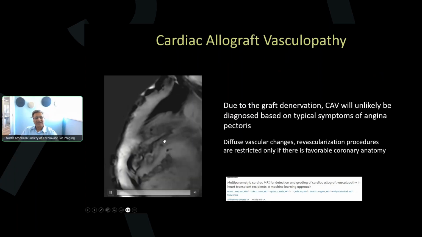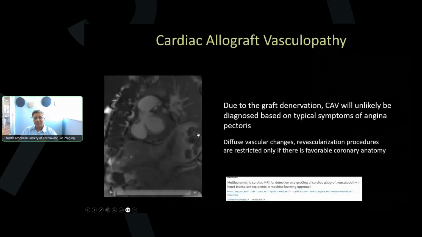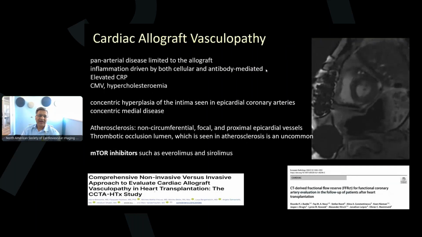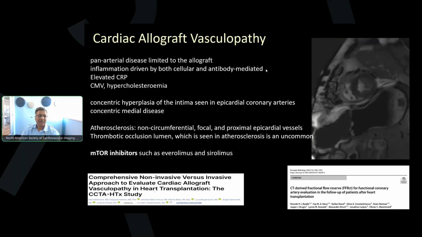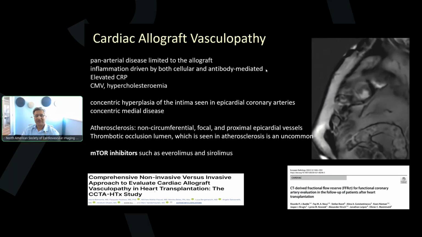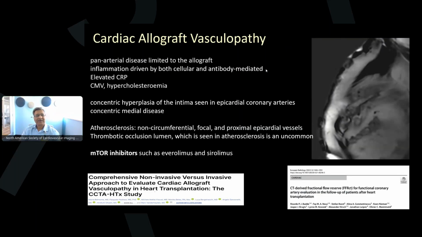The key thing in these is that many of these patients may have normal-appearing coronary arteries on catheter angiography, and that is because of remodeling, and we may not see that. So this cardiac allograft vasculopathy is a panarterial disease which is typically limited to the allograft. It can be because of cellular or antibody-mediated rejection.